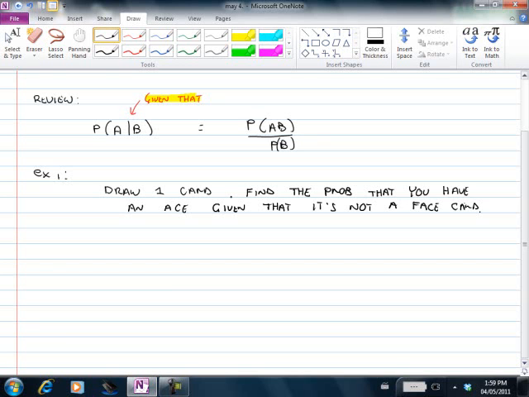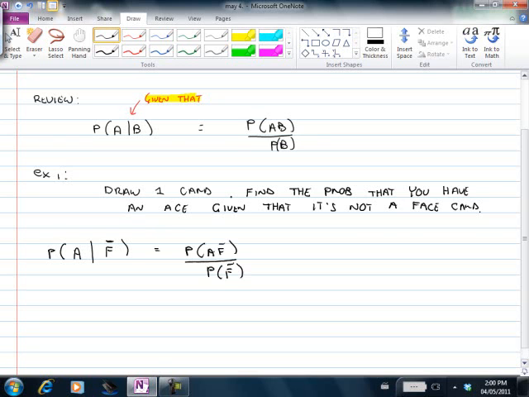The key is setting up the question. 4 over 52 is correct at the top. So the key really is setting up the formula. I want P. I'm looking for an A, so let's just use A. I see the word given, not a face, so I go little F with a little bar on top. Some of you can use words, not face, if you want. I like to use symbols. This is your work, you choose. So this will become P(A and F-bar) over P(F-bar).